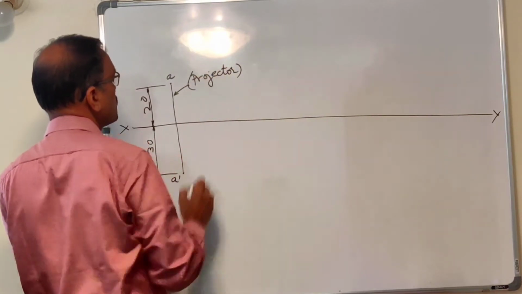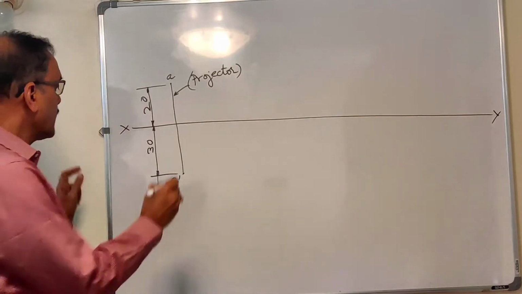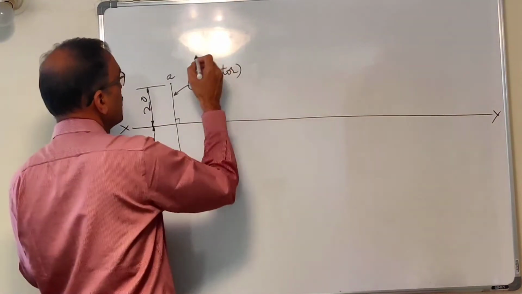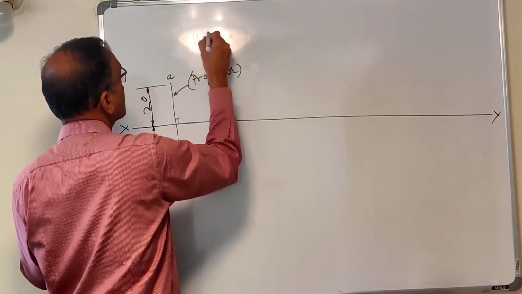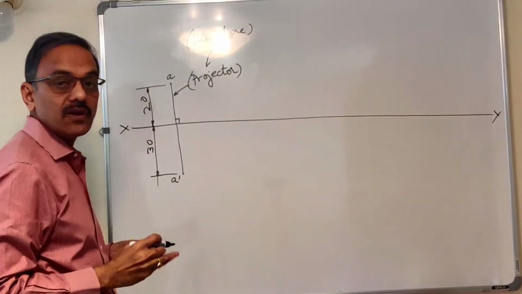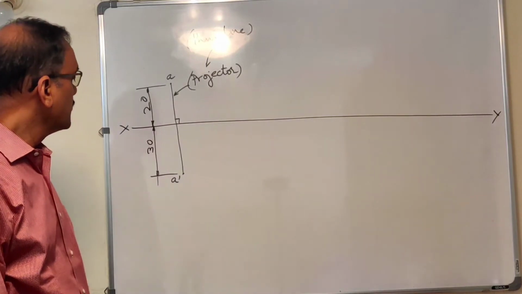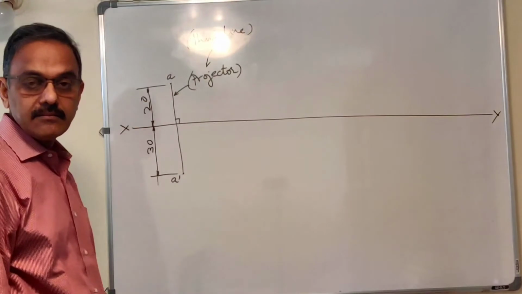The projector has to be drawn perpendicular to XY line always. The angle should be 90. And it also has to be a thin line. When I say thin line, you should use 0.13 millimeters thickness when you use your software. So a projector has to be perpendicular to XY line and it should be a thin line.